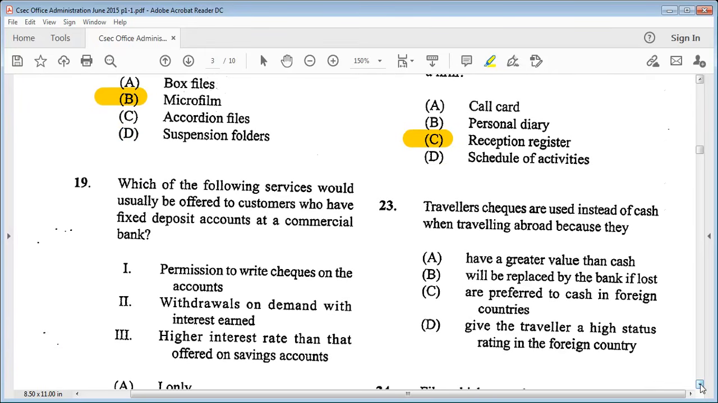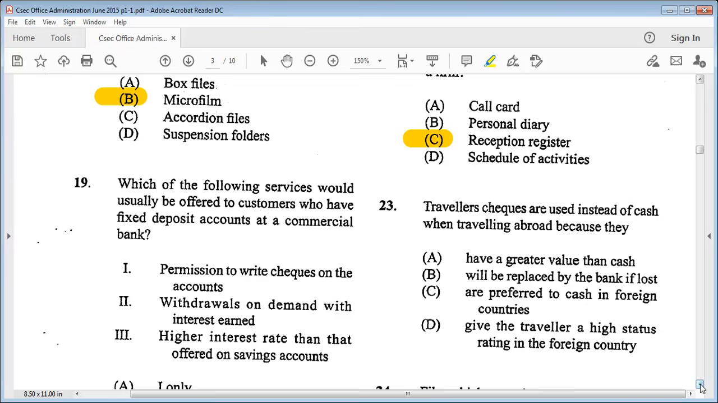Traveler's checks are used instead of cash when traveling abroad because they A, have a greater value than cash, B, will be replaced by the bank if lost, C, are preferred to cash in foreign countries, or D, give the traveler a high status rating in the foreign country.